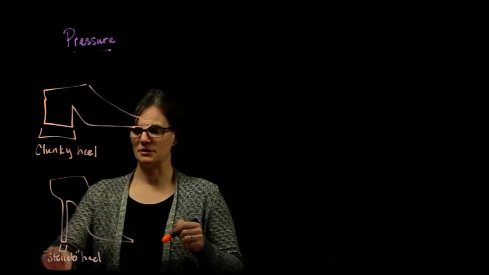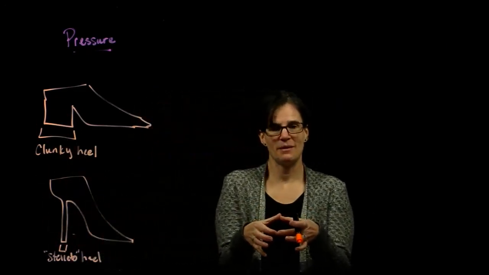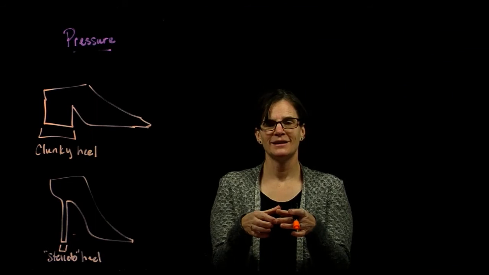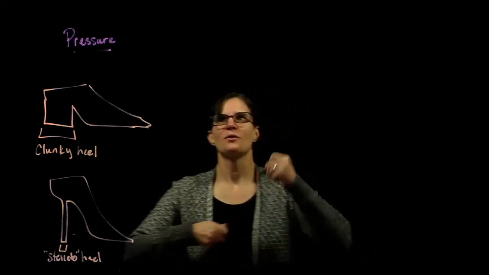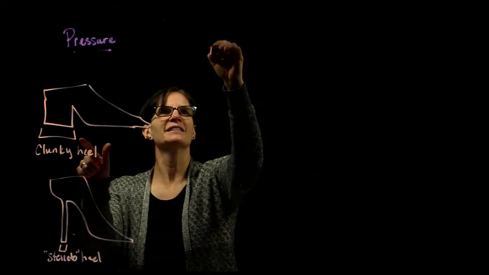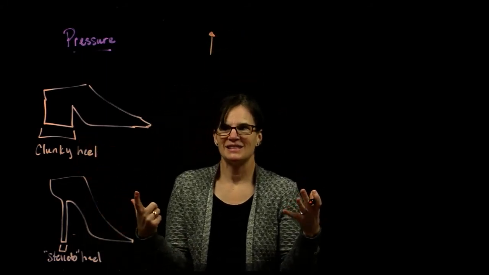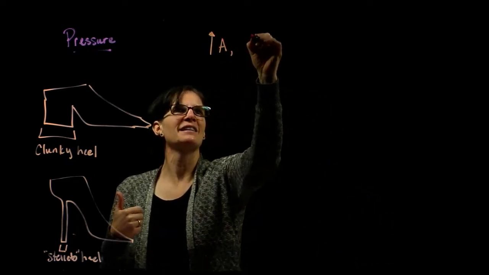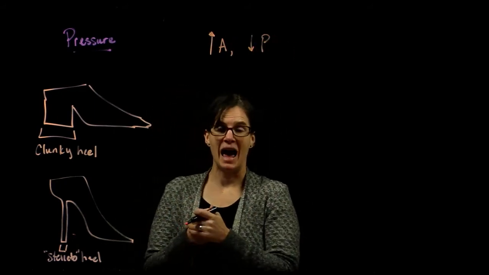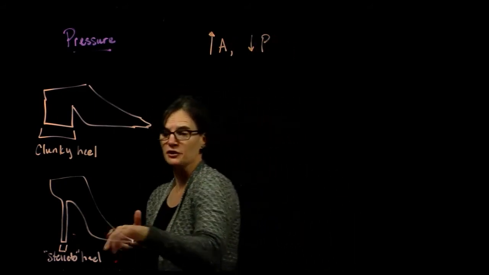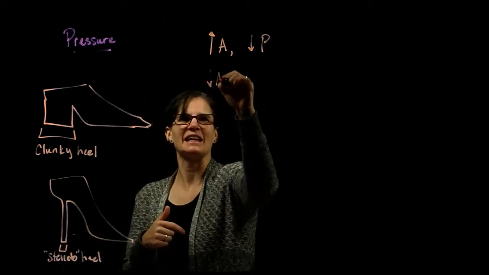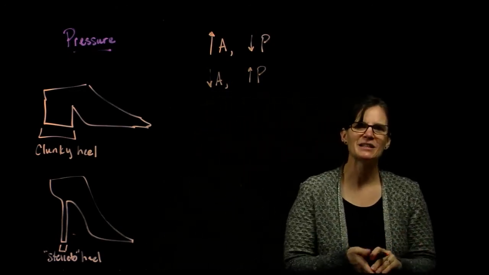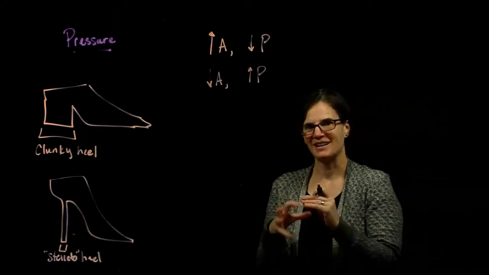So what's the difference between these two heels? Well, the amount of space that's actually interacting with the ground is different. It's different in terms of its area. So as I increase the area, there's less of a problem. There's less of what we call pressure. So as I increase the area, I decrease the pressure that's acting on the ground. Conversely, if I decrease the area, as in the case of the stiletto heel, I increase the pressure. All right, so pressure is related to the area that's interacting.